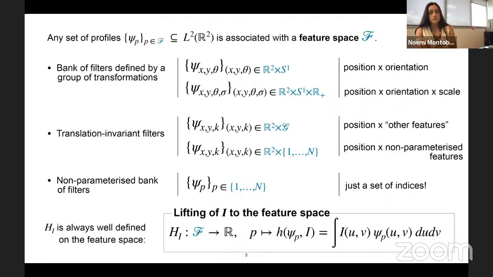So I'm talking about a feature space that suggests some sort of geometric structure because I'm about to define one, but in principle for now, I'm calling a feature space just any set that is in a one-to-one correspondence with the set of filters. And in any case, in all these cases, we can still lift an image I to that feature space by means of the filtering operation, so as a function of the feature space.